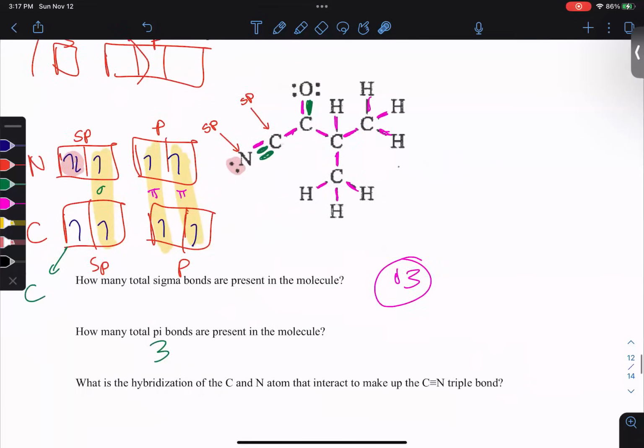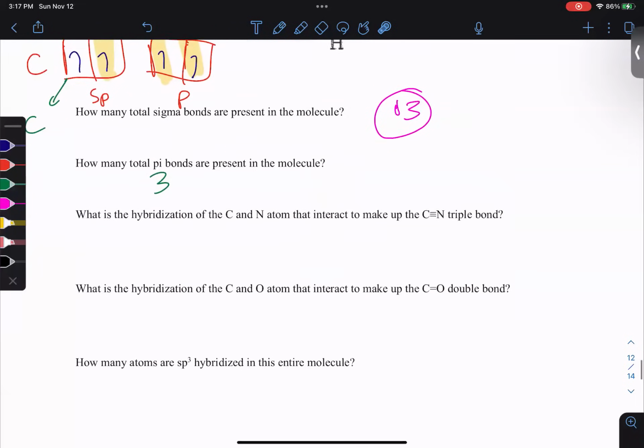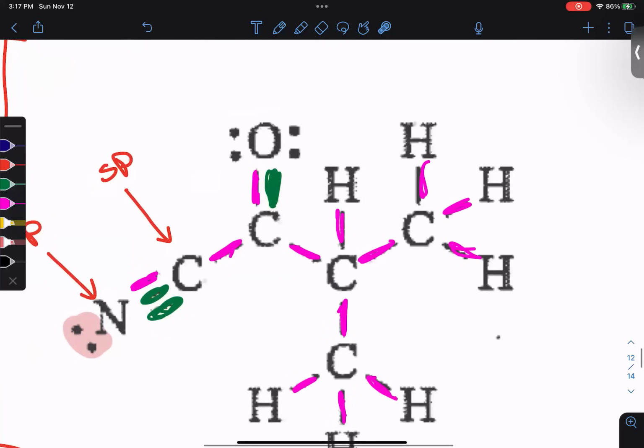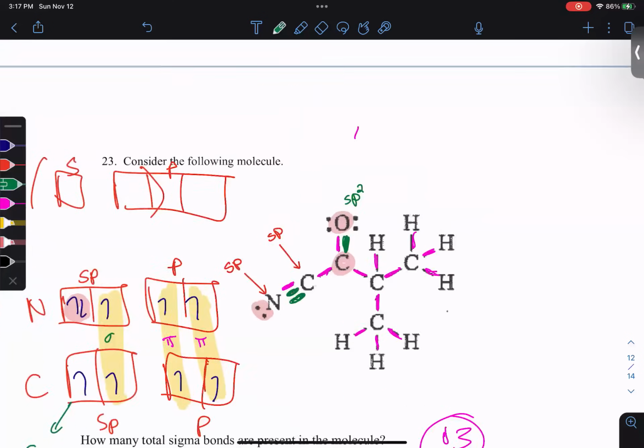All right, did we answer all the questions? No. What is the hybridization of carbon and oxygen? So these two, what are the hybridizations of those? sp2. Cool. So between carbon and oxygen, there's how many pi interactions? 1. So then how many unhybridized p orbitals are between carbon and oxygen? 2. Yep, because 1 pi interaction requires 2 unhybridized p orbitals.